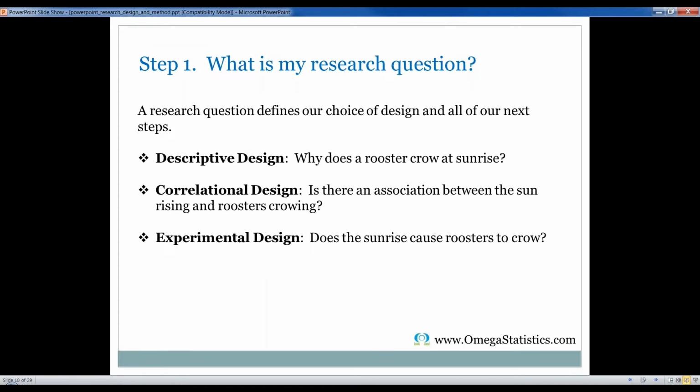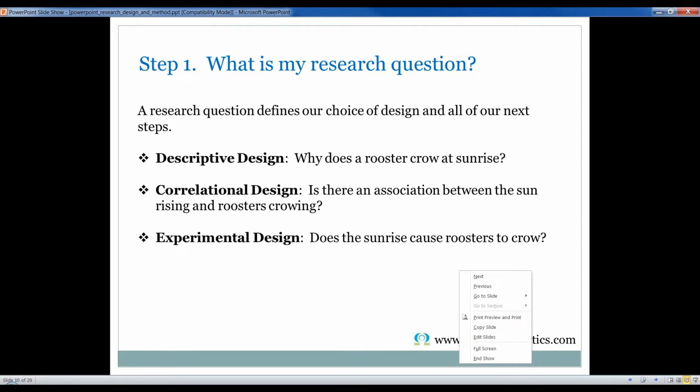Okay, so our first step when we're designing the study is, what is my research question? The research question defines our choice of the design and all of the next steps. So we really need to know, and that comes from the problem, what's the problem and what's my question?